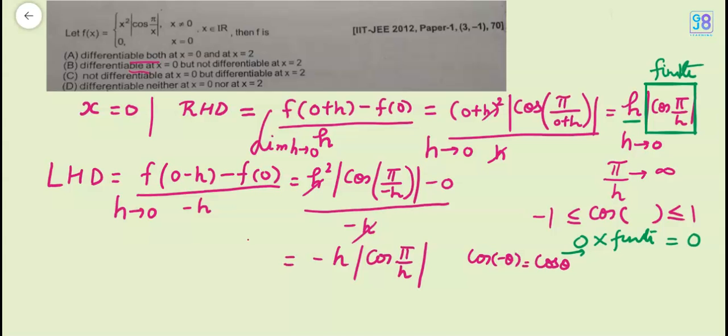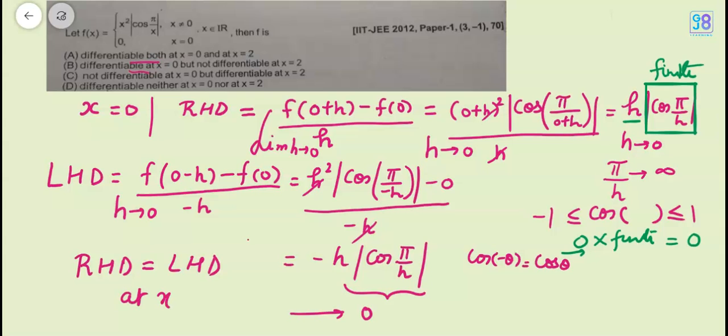As h tends to 0, this thing will again be finite and bounded, so even this limit will go towards 0. So we find that the right hand derivative and the left hand derivative are equal at the point x equals 0, and hence we'll say that the function is differentiable at the point x equals 0. From here I can check that possibly option A or possibly B could be my answer, because C says it is not differentiable at x equals 0, so that option is ruled out. Differentiable neither at x, that also is ruled out.